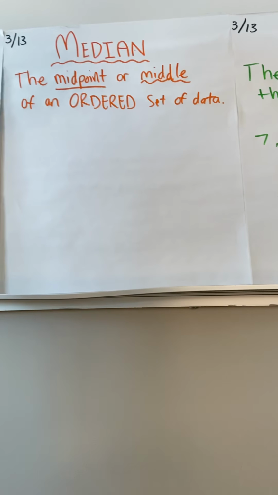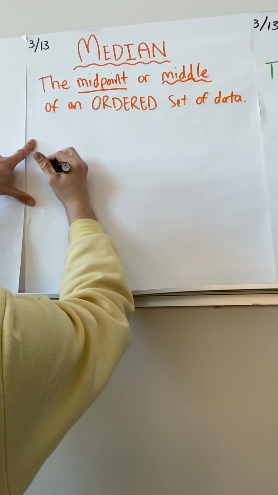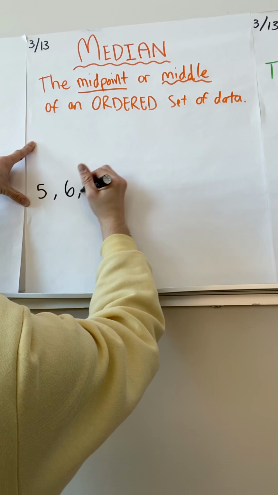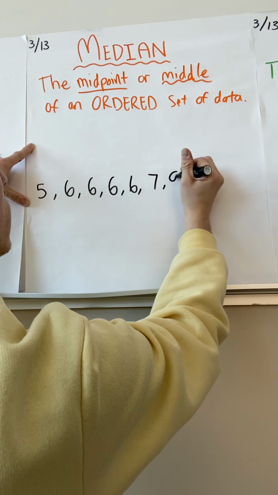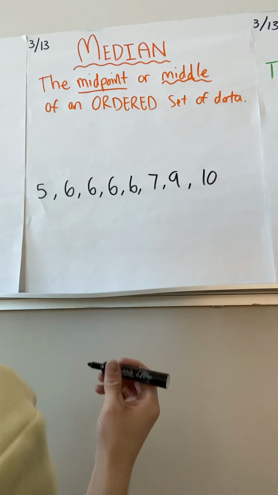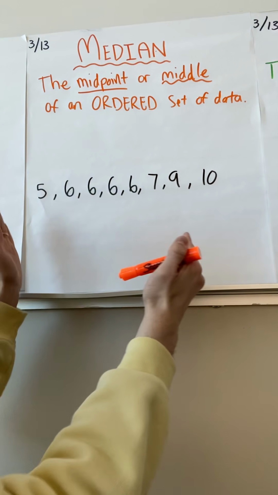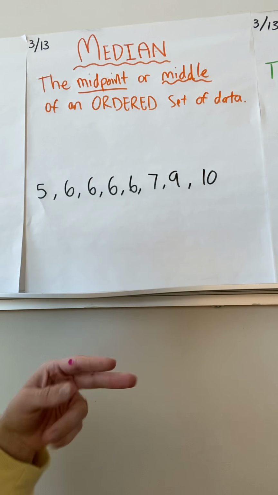So let me come back over here. I already have it in order from previous stuff, so I can just copy that real quick. 5, 6, 6, 6, 6, 7, 9, 10. So I'm actually going to write in orange again. I want to cross off the ends until I get to either one middle or two middles.